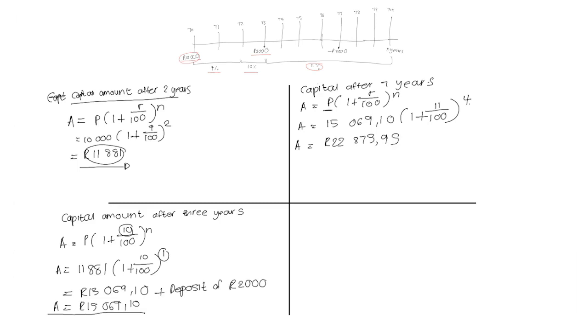At the end of the 7th year, there was a 3,000 Rand withdrawal. Therefore, we take the accumulated amount and we minus the 3,000 Rand withdrawal.